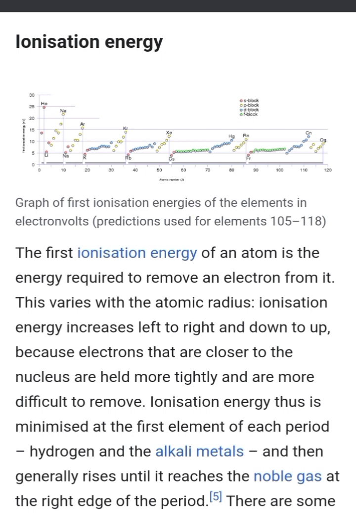For example, if you move from top to bottom, the ionization energy will decrease. When we move from right to left, it also decreases. It's just opposite to what is stated here, that energy increases from left to right and from bottom to top. So you take note of that, because electrons that are closer to the nucleus are held more tightly and more difficult to remove. So please take note of this. Let's look at other things.